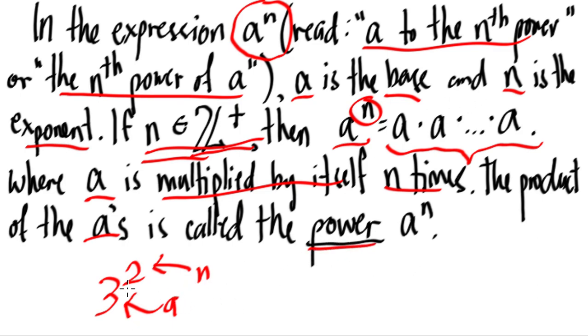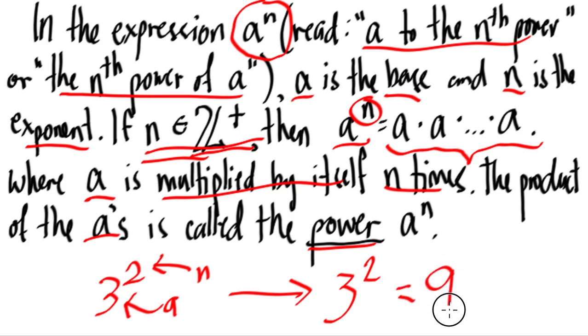So for example, if we answer 3 squared, 3 to the second power, the answer is 9, right? 3 times 3 is 9. Or if you want, we can write it as 3 times 3, which is equal to 9. And we call 9 the power. The power of 3 squared is 9.